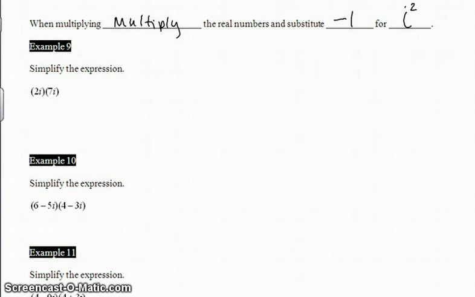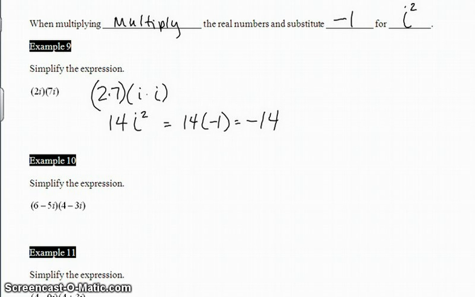It says to simplify 2i times 7i. So doing this, I'm going to take 2 times 7 and then i times i. I'm just gathering my real number parts and my imaginary parts. So I'm going to have 14 and then take i squared. But I'm going to substitute negative 1 for that i squared. So this becomes 14 times negative 1. So that is negative 14. 2i times 7i.